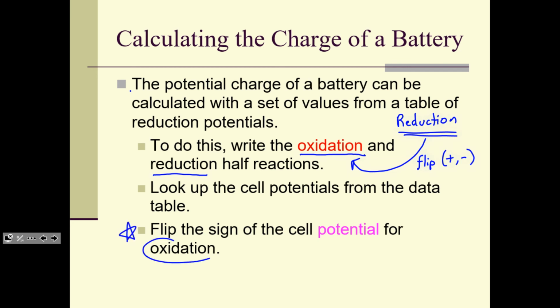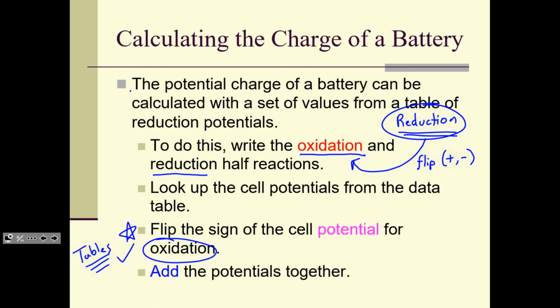Now, they do have oxidation tables. And if this was an oxidation table, then you would be good. But the table in our notes is a reduction table. And then you just add the potentials together.